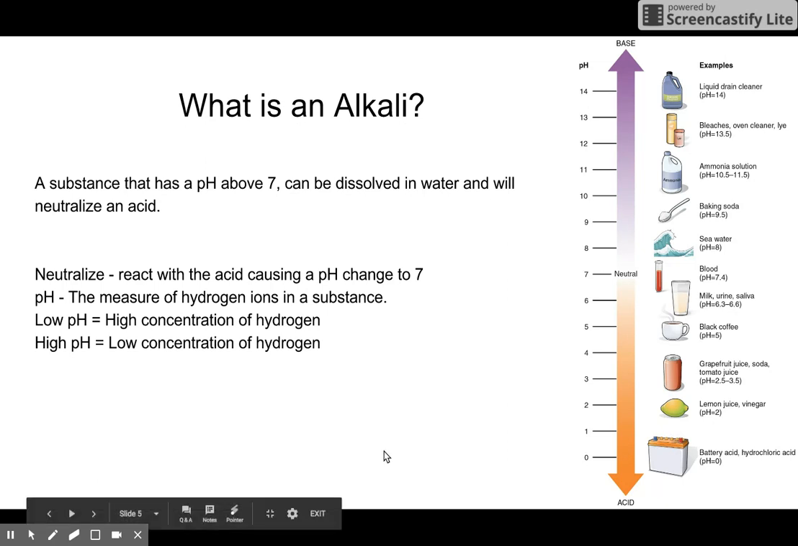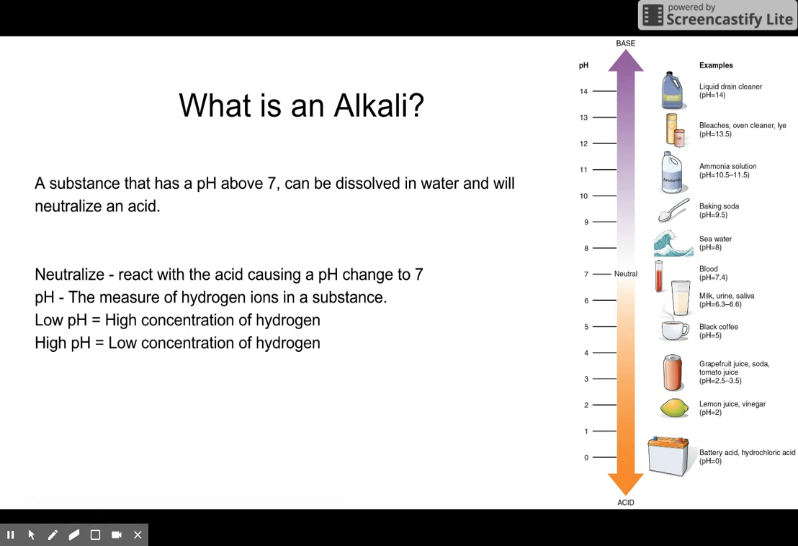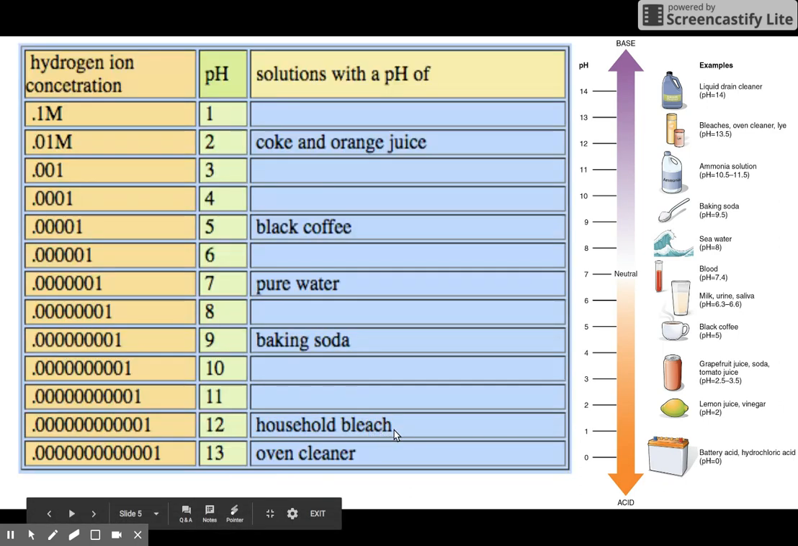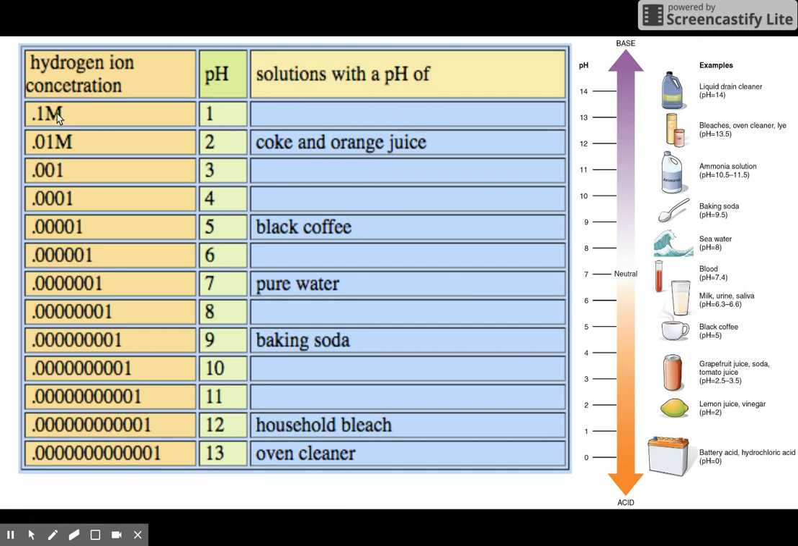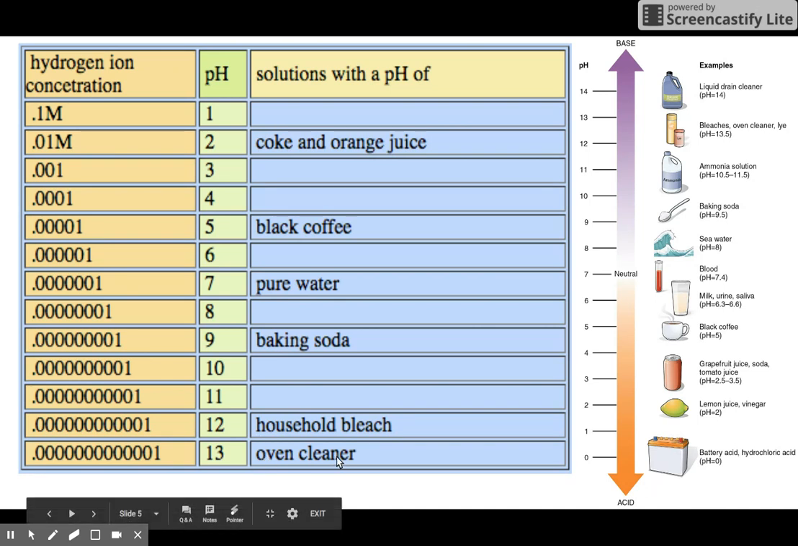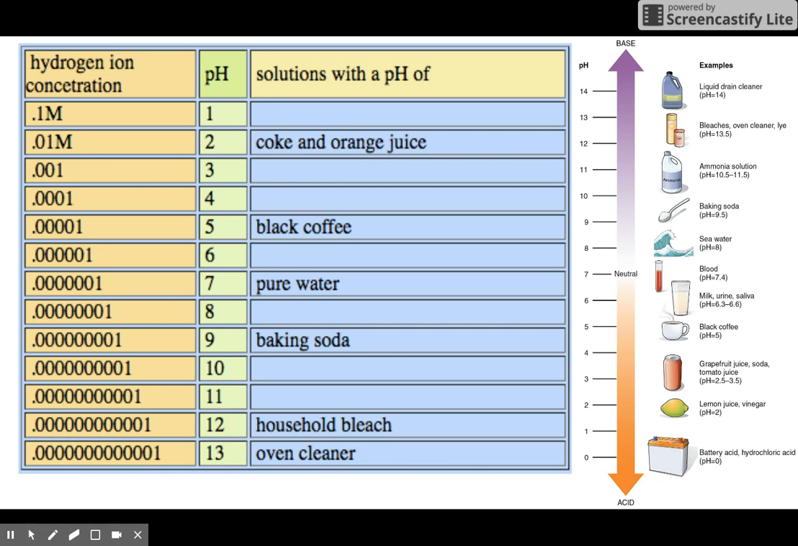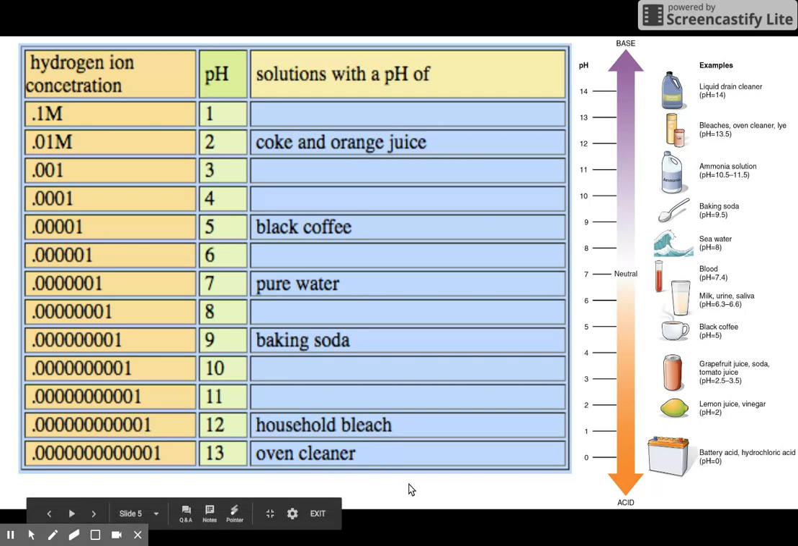Now remember, a low pH means it has a high concentration of hydrogen, and a high pH means it has a low concentration of hydrogen. So when you look at this chart right here, here's our low pH, and we have 0.1 million hydrogen ions. But if you look way down here at these high pHs, look at how tiny of an amount that is when you've got that many zeros behind the decimal point. So high pH, low concentration of hydrogen ions. Low pH, high concentration of hydrogen ions.